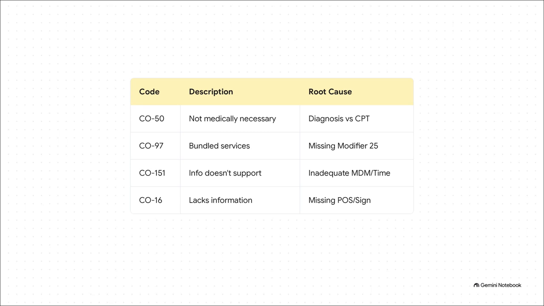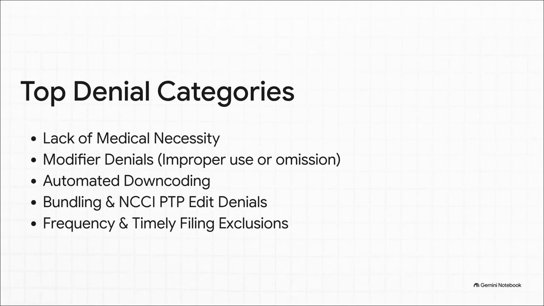Then there's CO97, which is a massive one. It means bundled or included services, typically caused by billing multiple EM codes on the same day without using modifier 25. CO151 hits when your medical decision-making or time documentation was inadequate, and CO16 simply means the claim lacks information entirely.